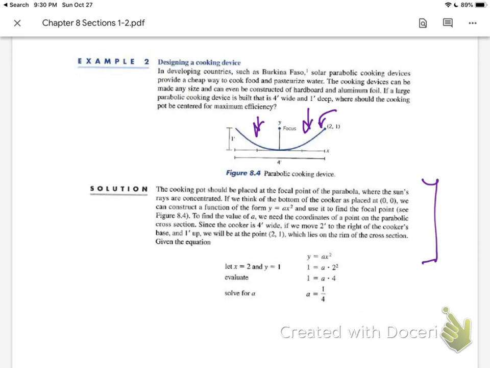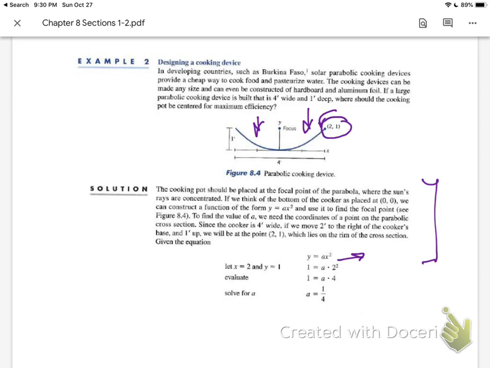Given those numbers, they can figure out, okay, the general equation is y equals ax squared. I have 2 values to work with, so this point (2, 1) is key. Now, how do they get that? Well, if your shape is 4 feet wide, remember that the axis of symmetry divides your parabola exactly in half. Therefore, you have 2 feet on each side. Okay? So that's where the 2 comes from.